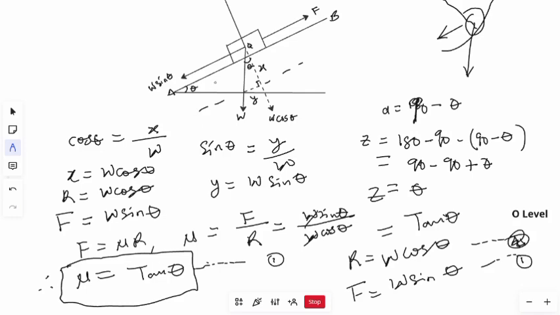So when a body is at an inclined plane, for you to analyze the friction, the coefficient of friction is given by what? Tangent of the angle, that's tan theta. While the reaction force is given by W cos theta. While the frictional force is given by W sine theta. You can watch other videos where we do examples on this and see how simple it is.